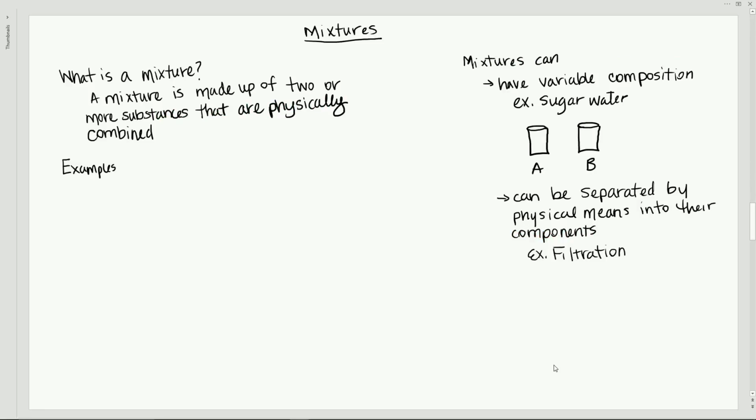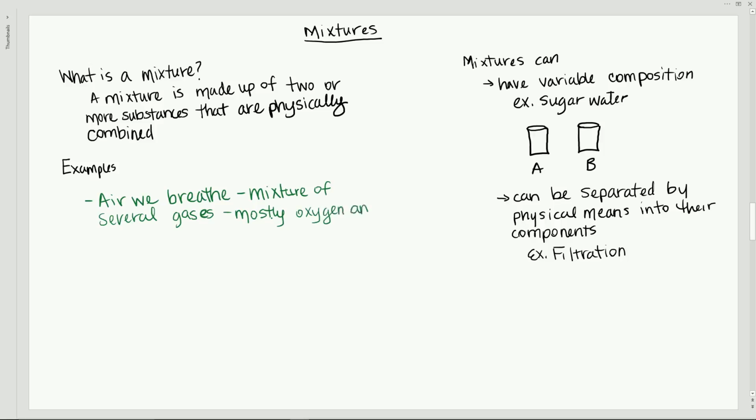So the next thing we're going to talk about are mixtures. So mixtures are something that you see every day without even realizing it. A mixture is just a substance that's made up of two or more substances that are physically combined. So examples include the air we breathe, which is a mixture of several gases, mostly oxygen and nitrogen. Okay, so that's one example.